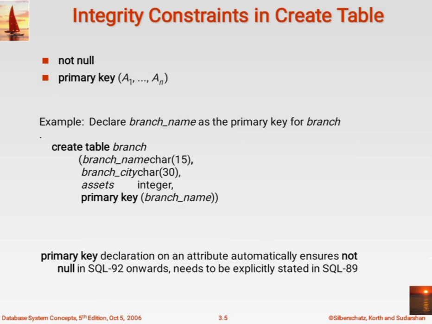Then the integrity constraints are there. What do you mean by integrity constraints? Suppose you want the values of an attribute to not be null in any case, then we must write there that the particular attribute should not be null. Okay. And then primary key. In the previous lectures I have told you what do you mean by primary key. The example is also given here, and I have selected the primary key as branch name.